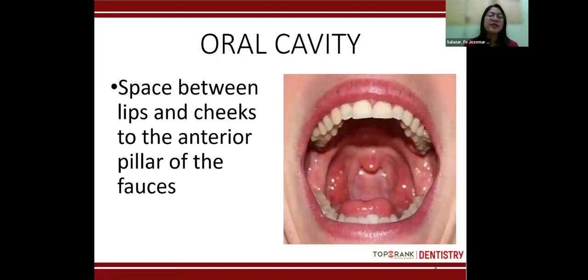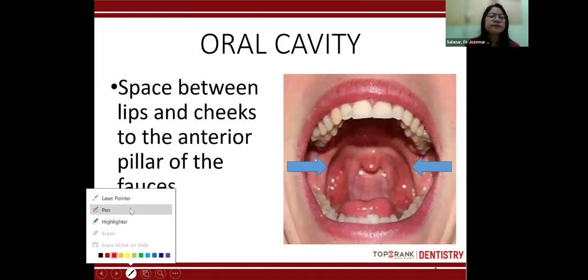So let us now discuss the oral cavity. The oral cavity is a space between your lips, your cheeks, up to the anterior pillar of the fauces. Nasan ba si anterior pillar of the fauces? Wait lang, I'll just pull out my pen.